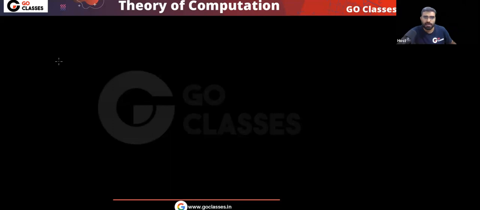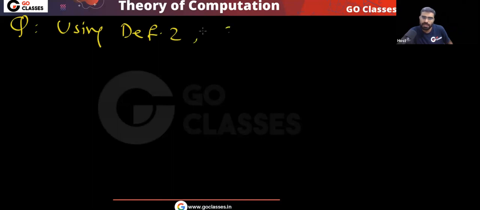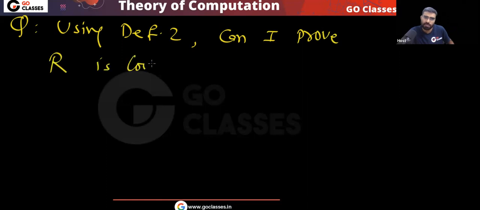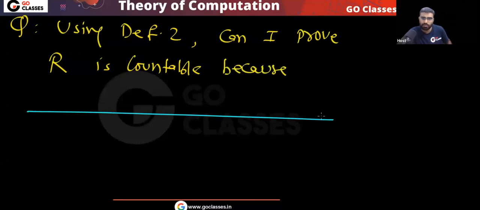But tell me one thing. This is a question I'm asking. Using definition 2, can I prove that R is also countable? Can I prove that this set of real numbers is countable? Because I can give you an enumeration. Consider this enumeration.